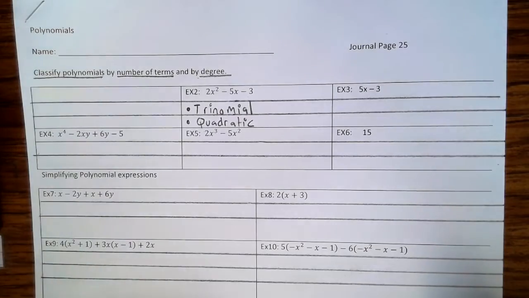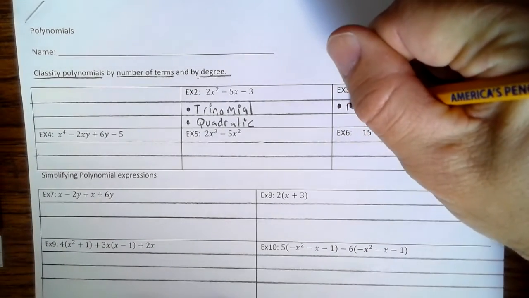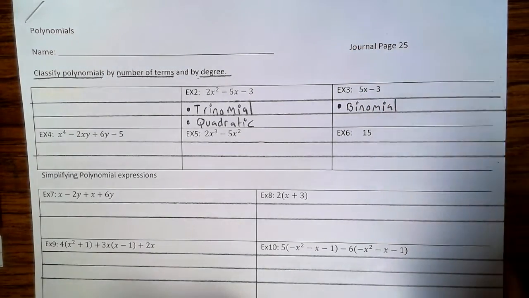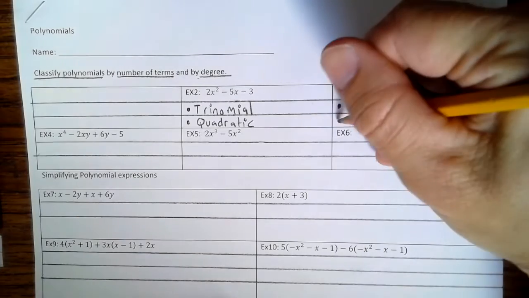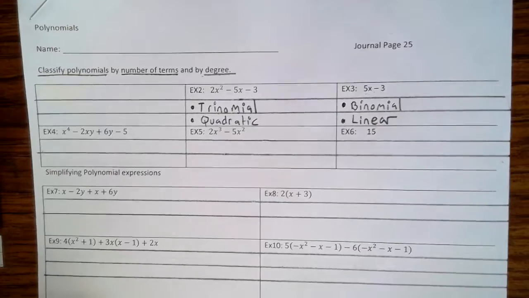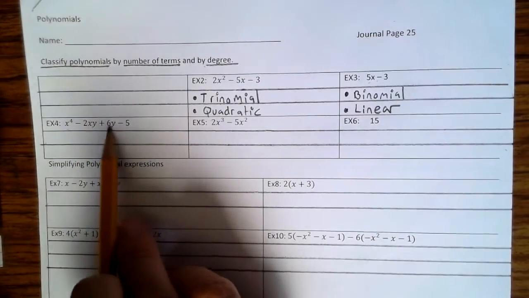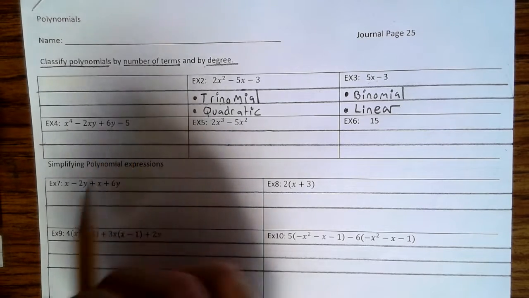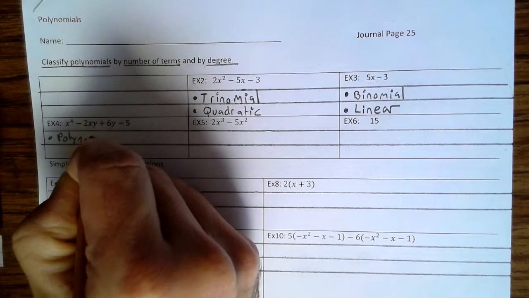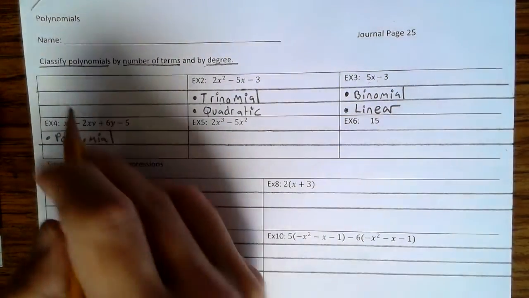Okay, example 3. It is binomial because there are 2 terms, and it's linear because it's x to the first power. All right, example 4. There are 1, 2, 3, 4 terms, and we know 4 or more terms is a polynomial. And since it's degree 4, it's quartic.